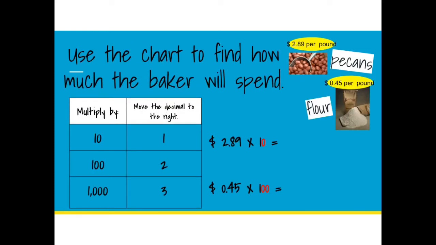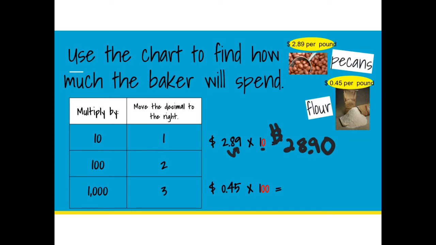To find out how much the baker is going to spend, again, we need to take $2.89 times 10. 10 has 1 zero in it, so I'm going to end up moving my decimal point 1 spot to the right. So when I write my answer, I know my answer is going to have 289 in it. And now it's simply moving my decimal point to the right 1 spot because there's 1 zero in 10. And he is going to end up spending $28.90 on pecans.